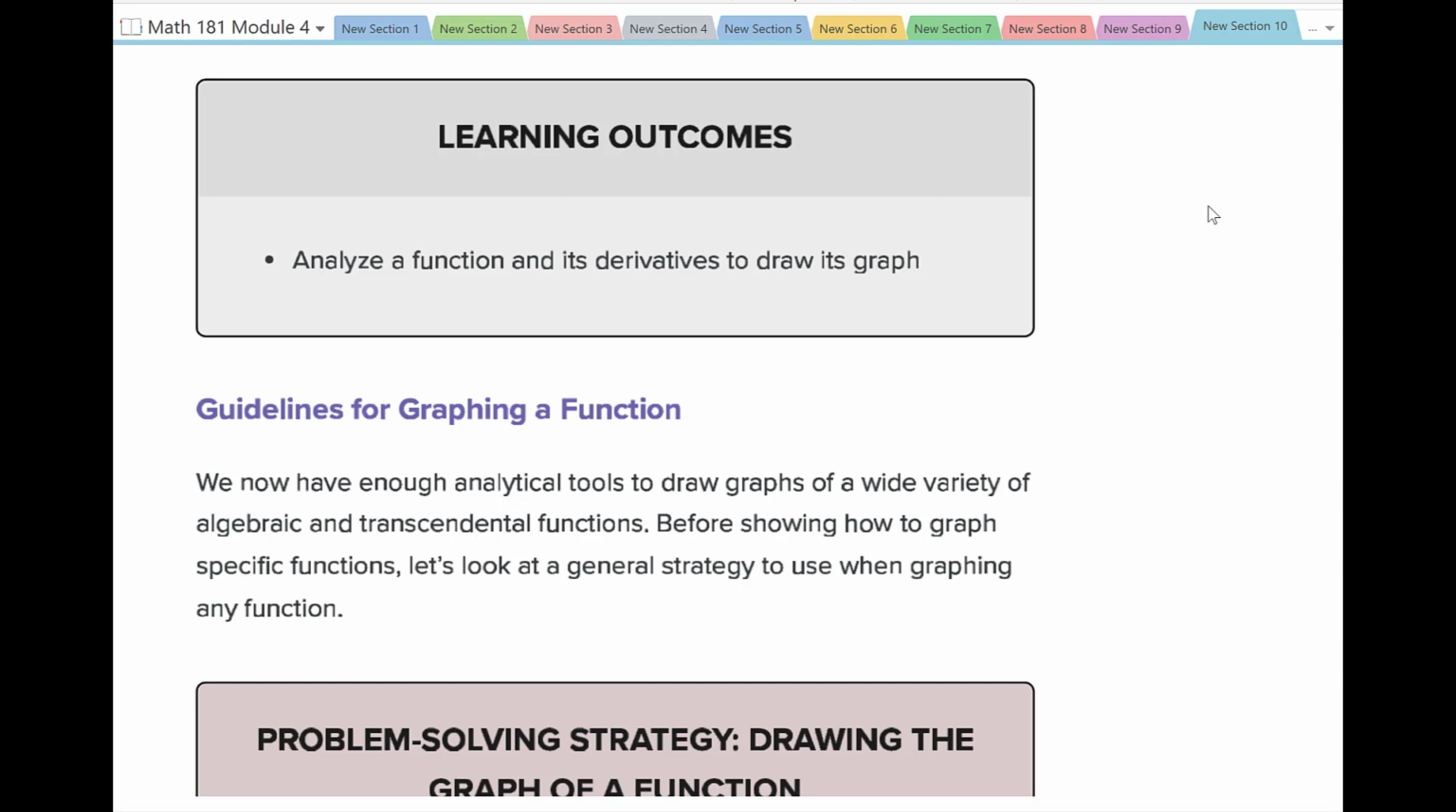Hope it's not going to be too dry. But I really want to go through the process several times to show you how it works. We're going to see right down here, there's a multi-step process, 6 steps to come up with the information you need to effectively draw the graph. So learning outcomes for this: analyze a function and its derivatives to draw its graph. And we're going to do a pretty thorough analysis. So our steps to do that are as follows.